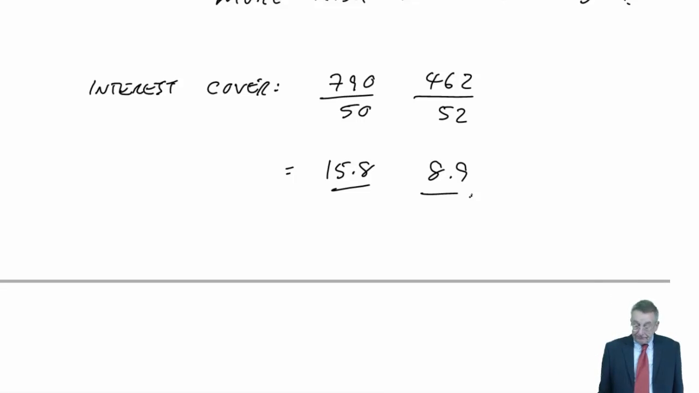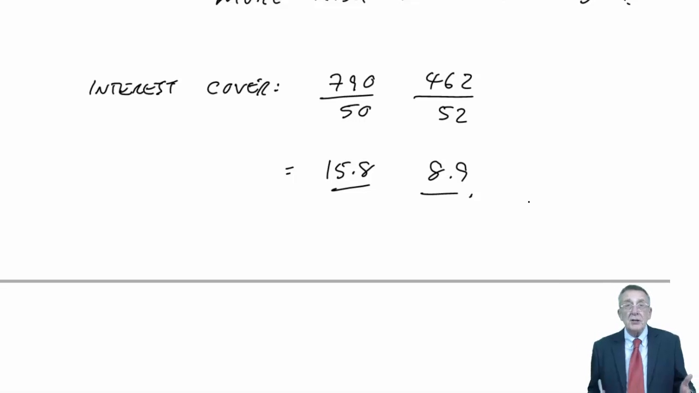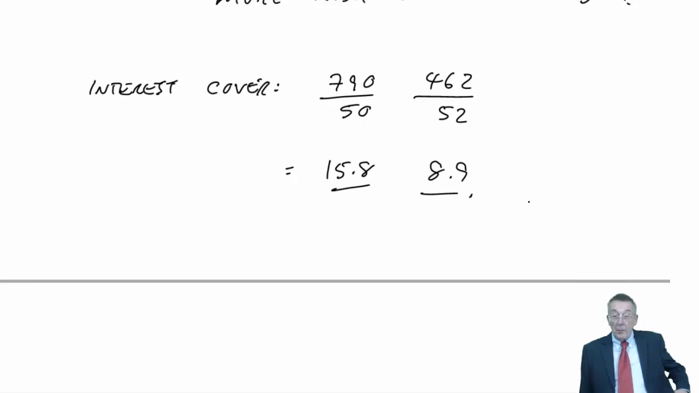And what this is showing is how easy it is for the business to pay the interest. Obviously they can afford to pay the interest, but next year profits may be a bit lower. Are we still going to be able to afford the interest? Because if we can't afford the interest, obviously there's the risk of the company shutting down. Now here, absolutely no problem, good heavens, the profit's 15.8 times the interest. And so profit would have to fall enormously before we couldn't pay out the interest.